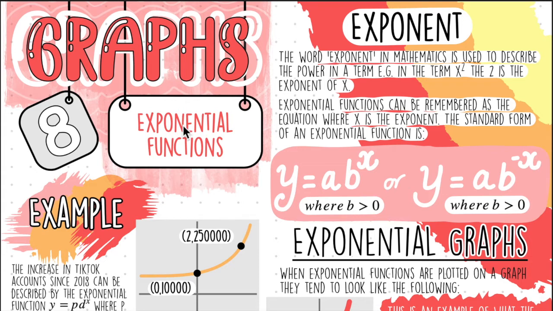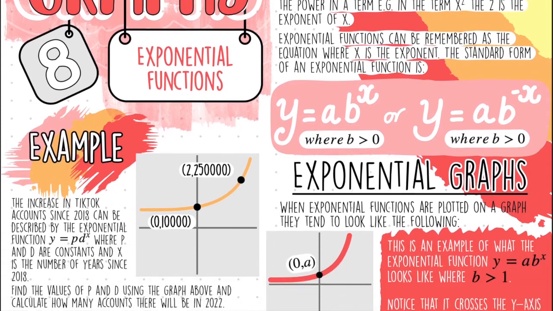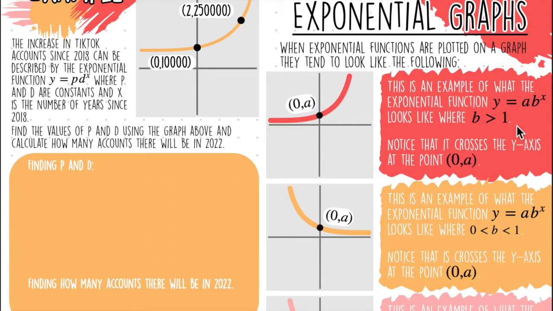The standard exponential functions are as follows. y is equal to ab to the x, or y is equal to ab to the minus x, where b is some number greater than 0 and a is just some number. Okay, so what do these bad boys look like when they are plotted on a graph? Well, they take various forms. The reason they take various forms is because of the different values of b and the different sign, i.e. plus or minus, in front of the x.